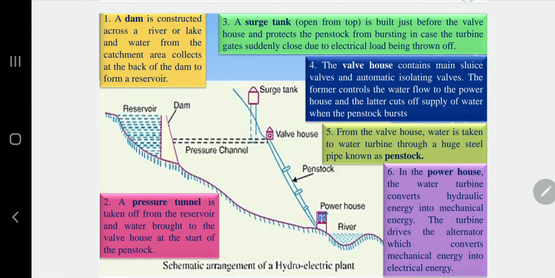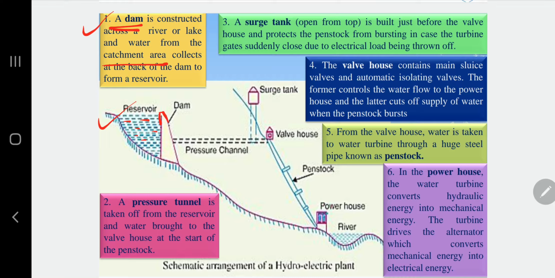Let us go into the detail of each of these blocks. Let's go for the first one, that is the reservoir and dam. For acquiring potential energy, the water is to be stored at a high level, which means a reservoir of water is made by constructing a dam across a river. That is the purpose of a dam. It is constructed across a river or lake, and water from the catchment area collects at the back of the dam to form a reservoir.